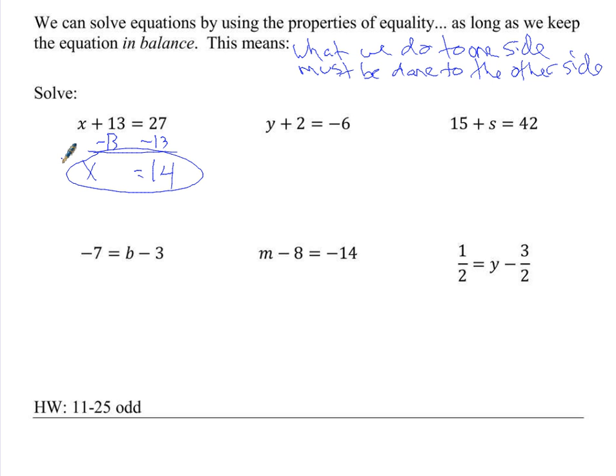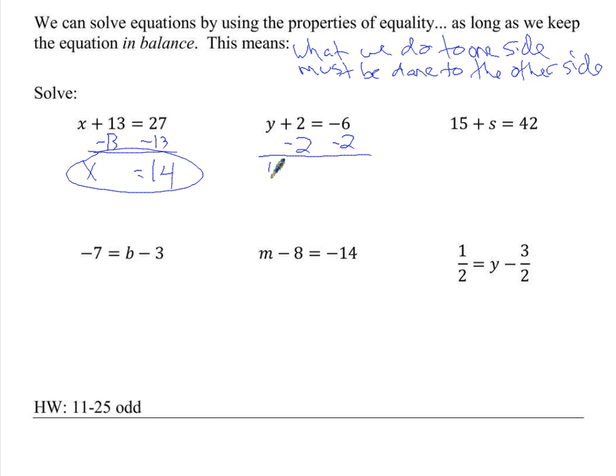On the second one, we have y plus 2 equals negative 6. If I want to get y by itself, then what do I need to do? Subtract 2. This thing needs to disappear so that y is by itself. So I'm going to subtract 2. But what I do to one side, I also have to do to the other. So I'm going to subtract 2 here as well.